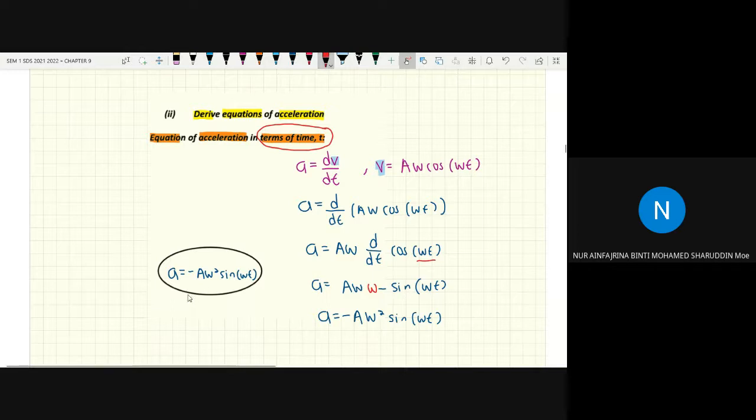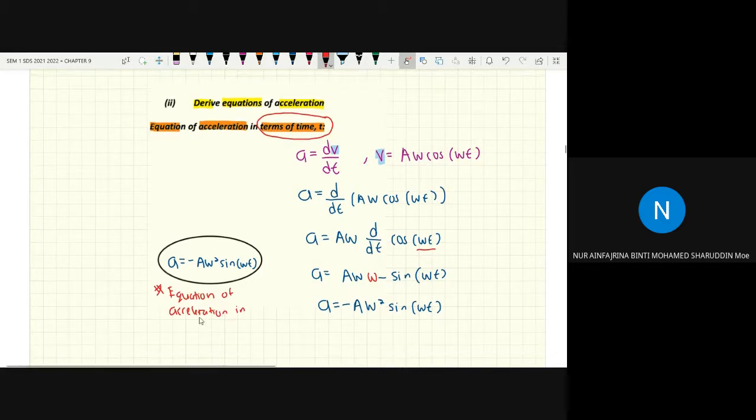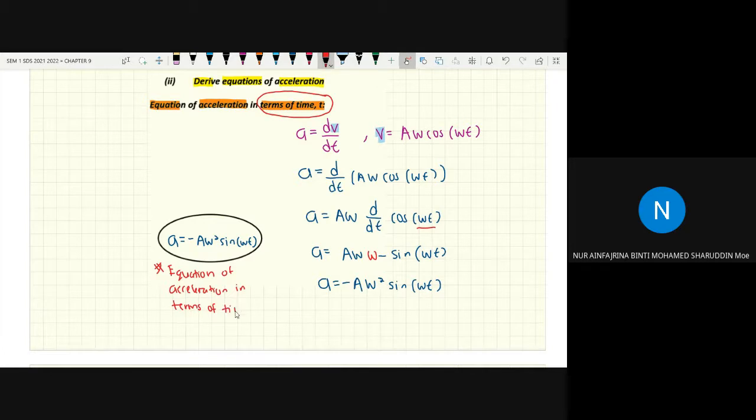Okay, try to do it by yourself now. So this is the equation of acceleration in terms of time, okay? Once you guys are done, do let me know, yeah?